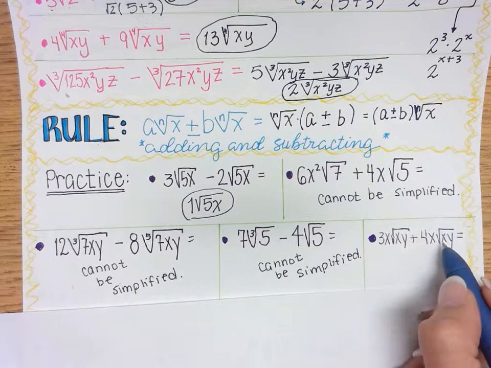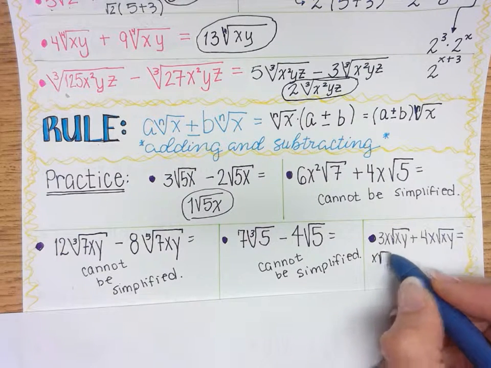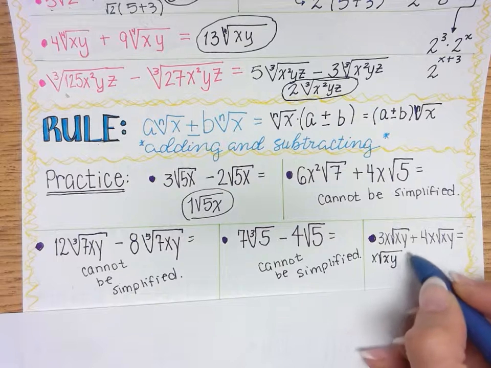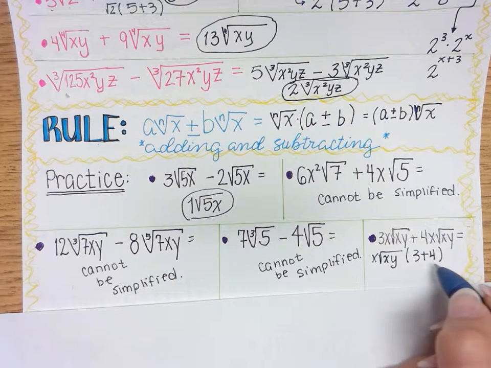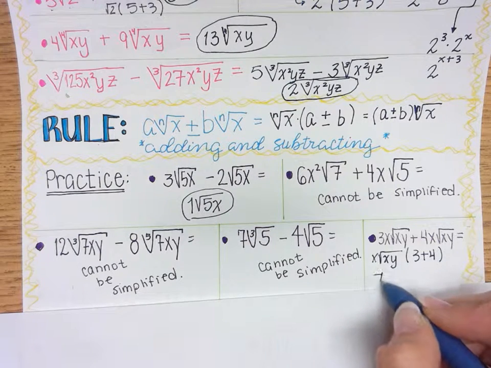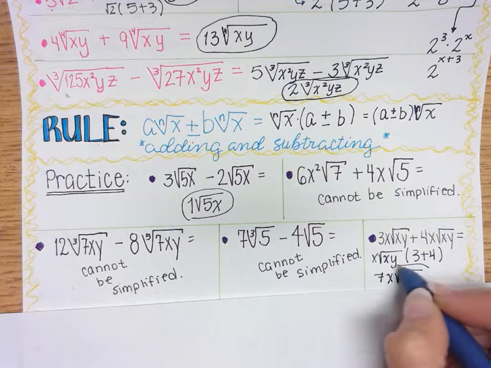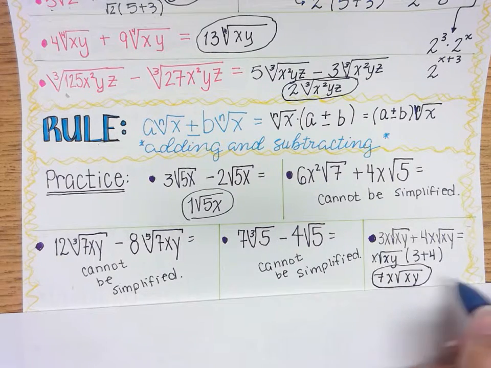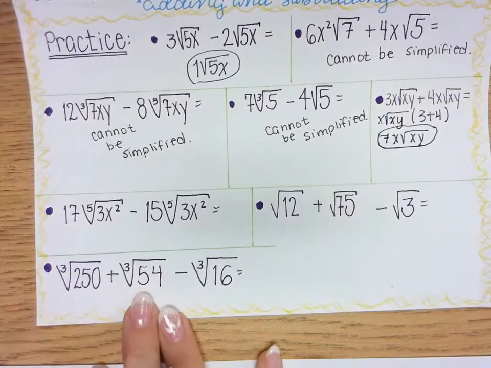Can you factor out the square root of xy? Sure. You could actually even factor out the x and square root of xy. What does that leave you with? The 3 plus 4. Do you have to show this step? No, not at all. That's 7. So final answer, could you just jump to this? Yes. If you can jump right to it, by all means, go ahead. And that's your answer. All right, a few more.